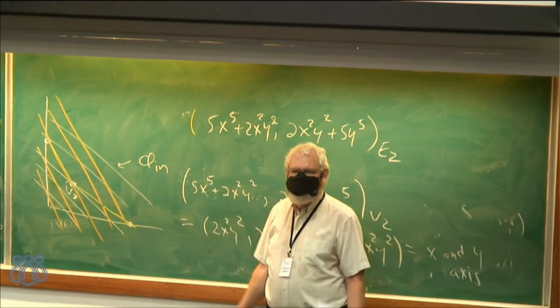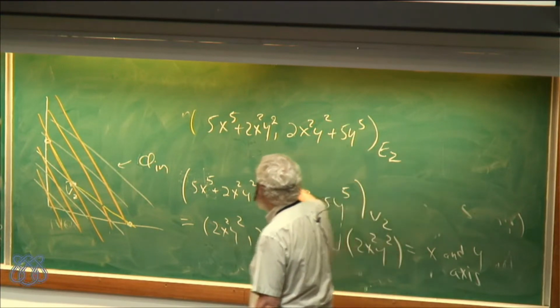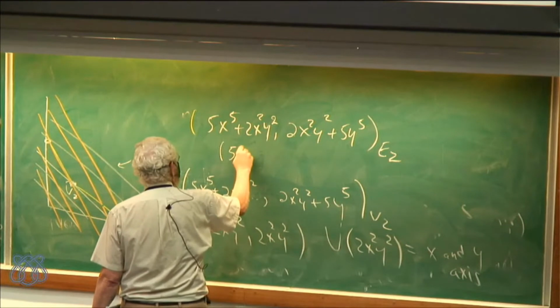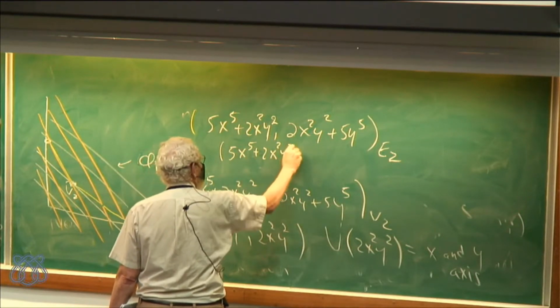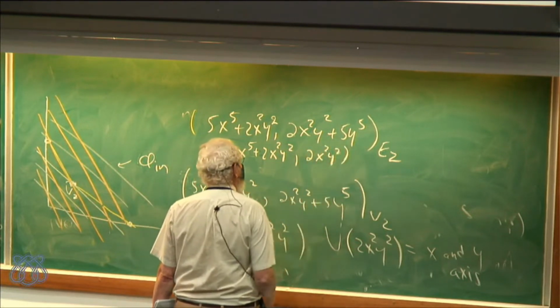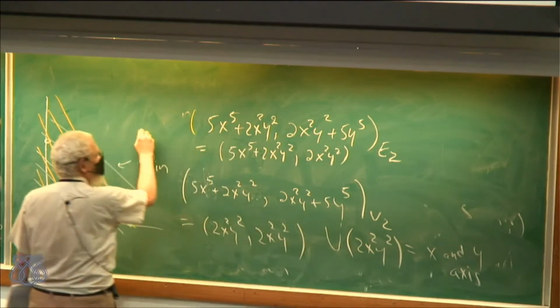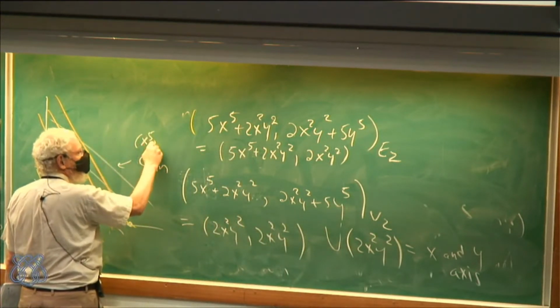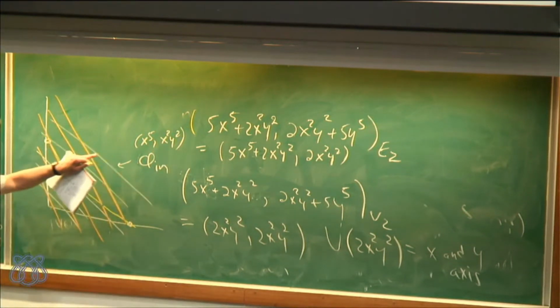The whole thing, right? And the part of this on the yellow edge, we have to get rid of the y term. So our ideal looks like 5x to the 5th, 2x squared y squared, 2x squared y squared. And we see that that is equal to x to the 5th, x squared y squared. Where are the only places where that is 0? On the axes.